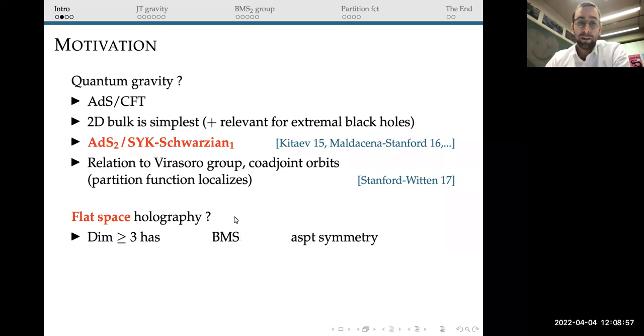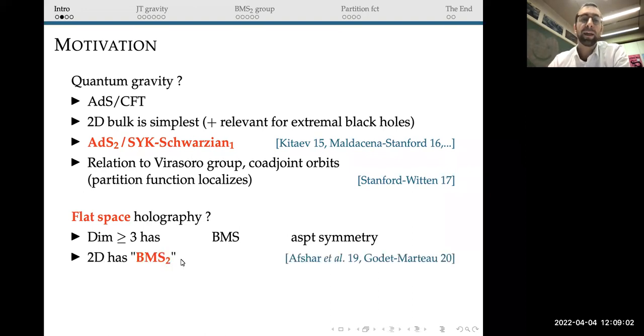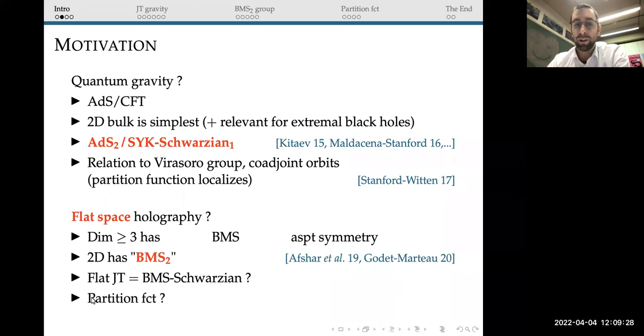So this is called the BMS symmetry, it's a shorthand terminology. And in the same way, two-dimensional bulks have an asymptotic symmetry, which has come to be known as a BMS2 symmetry. And then you might hope that controlling this BMS2 symmetry in the same way that you can control the Virasoro group in AdS gives you a handle on the theory. So for example, you might hope that the action for flat JT, so for Minkowski JT gravity, actually equals some notion of BMS-Schwarzian, and as a result that you can somehow compute the corresponding partition function.